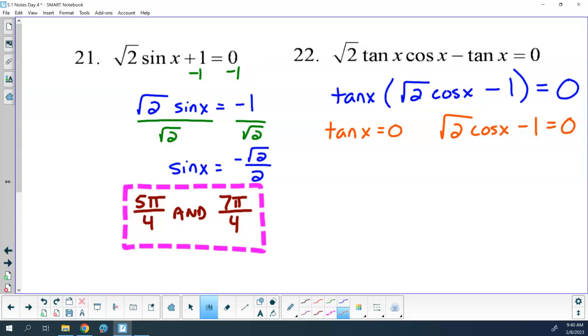Okay? So now I'm like, okay, tangent of x equals 0. Where is tangent, first lap of the unit circle, where is tangent equal to 0? 0 and pi, right? Because it's sine over cosine, so it's y over x. So I need my y to be 0, so that would be at 0 and pi.